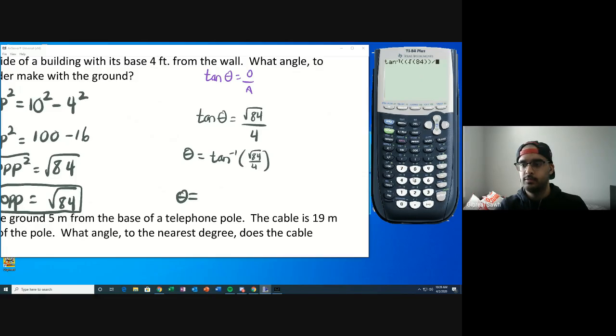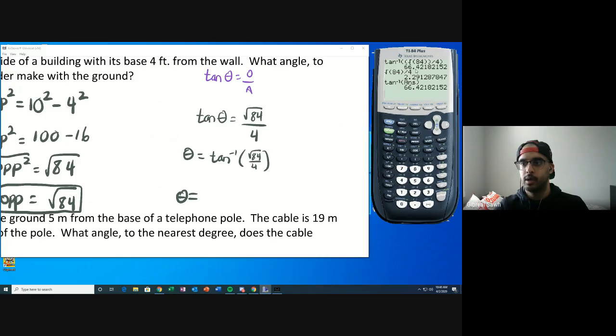Then I should be able to divide it by 4, close that bracket. I think I'm okay. There we go. That gives me my angle. If you don't want to do it that way, you could do the square root of 84, close the bracket, divide it by 4, take the decimal equivalent of that fraction, then you can do your trig ratio, the inverse, put in what that decimal equivalent is as an answer, and hit enter. And you do get the exact same result.